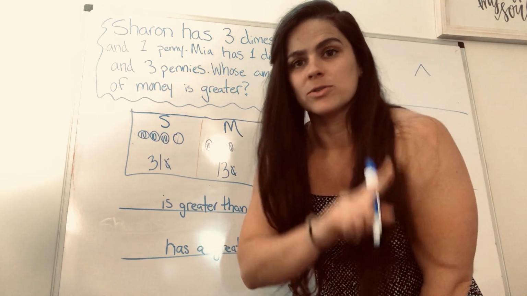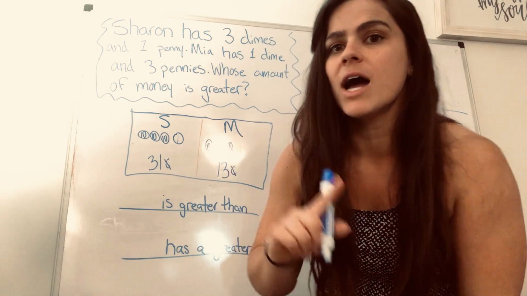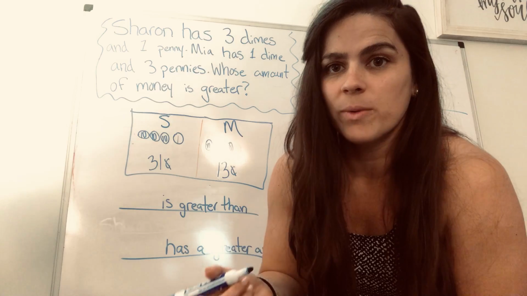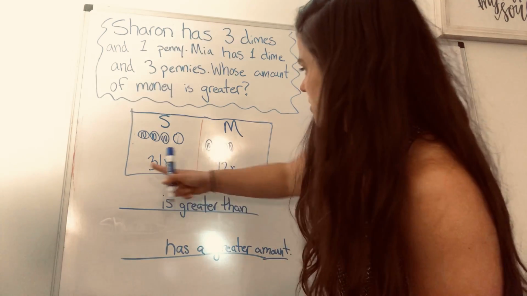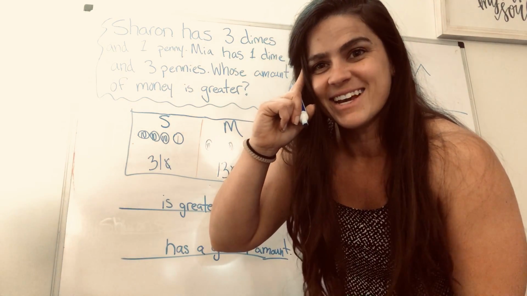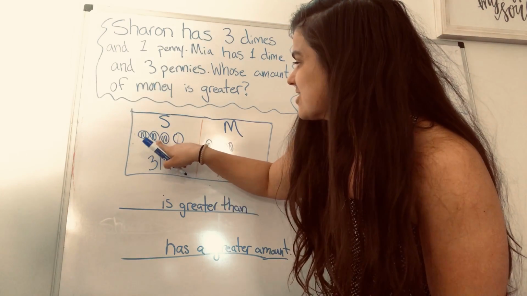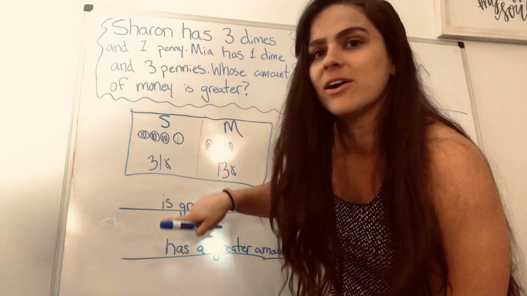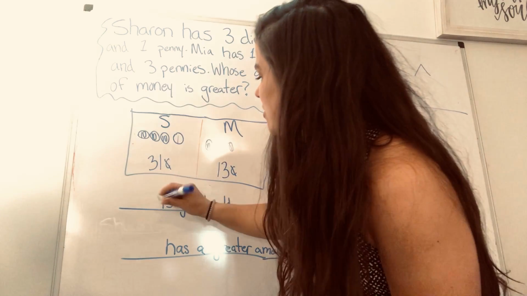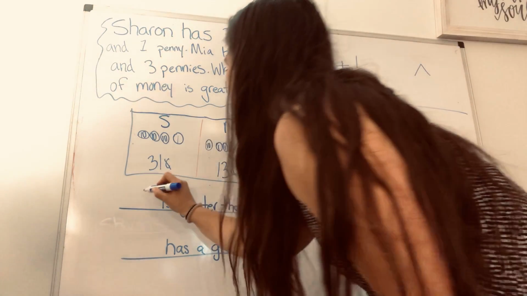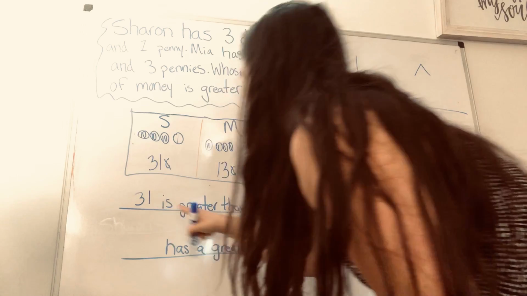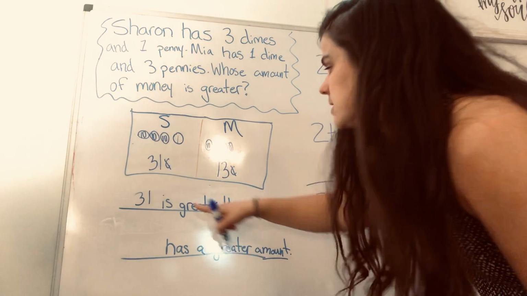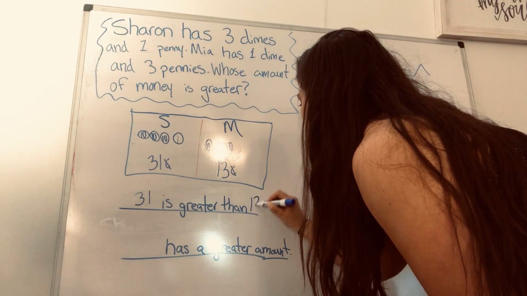So now we're going to use what we did yesterday or last week, which is knowing what is greater. So which number is greater? You can use what I just said about how many tens, right? Sharon has more tens, so I already know she's got more. 31 is greater than 13, so you can fill in and use my sentence stem. 31 is greater than 13.